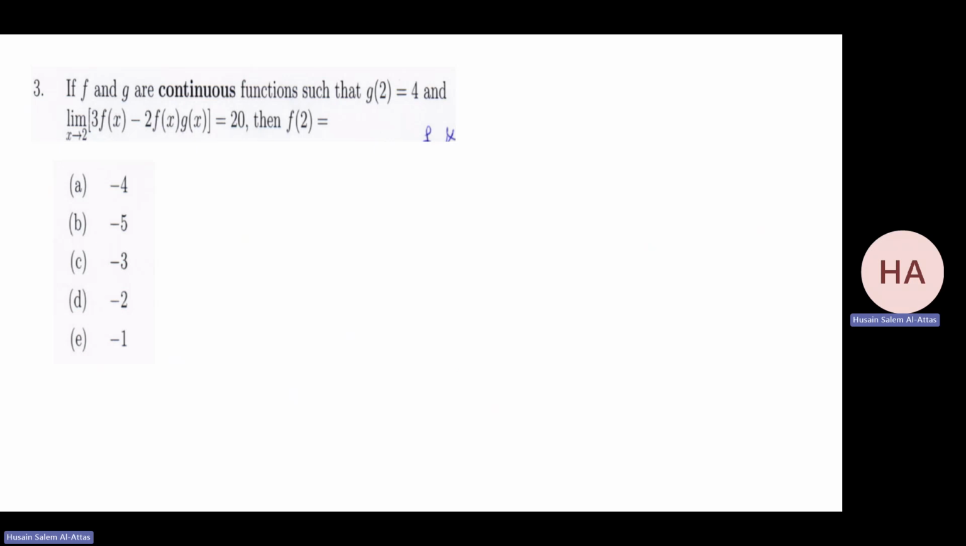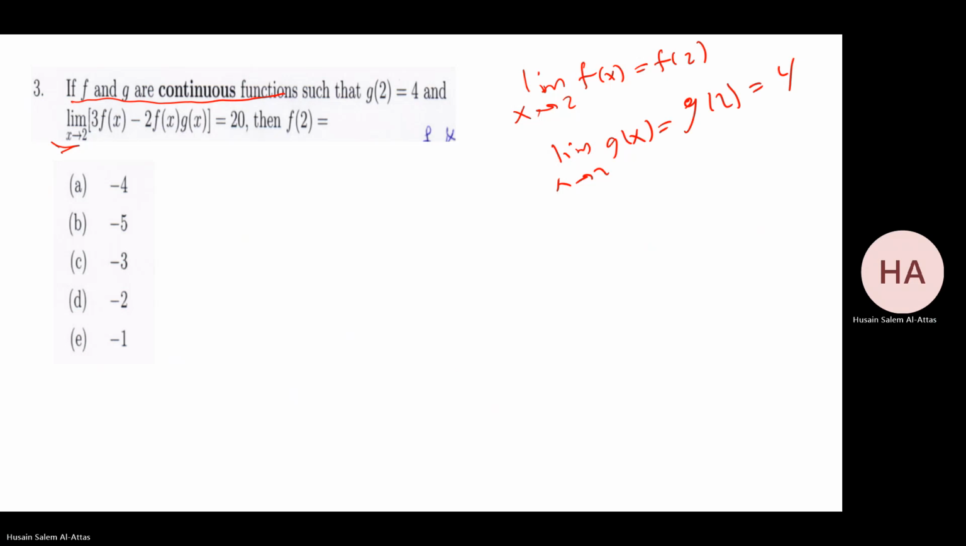Okay. If f and g are continuous functions, that means, since I'm dealing with x equal 2, x goes to 2. For f of x, this is f at 2, and limit as x goes to 2 of g of x is equal g at 2, which is equal to 4. So since this is continuous, this limit exists, everything exists.